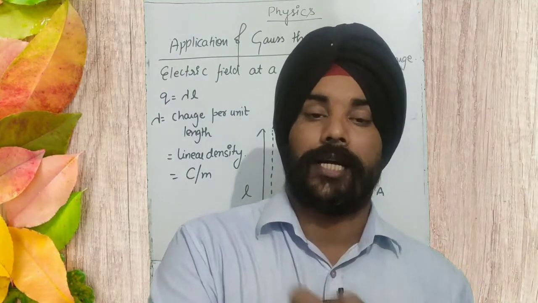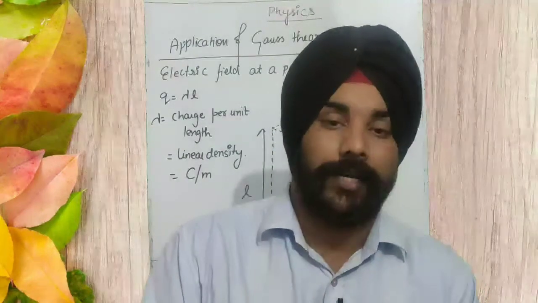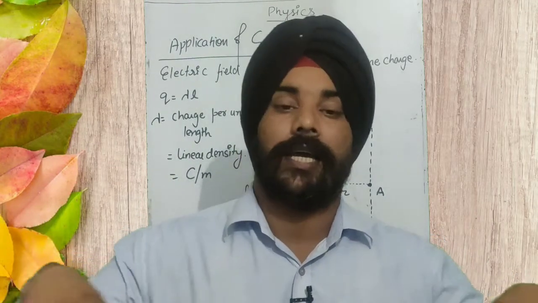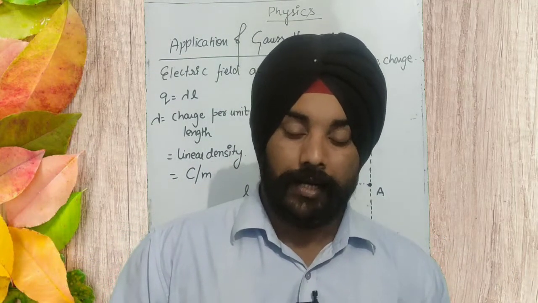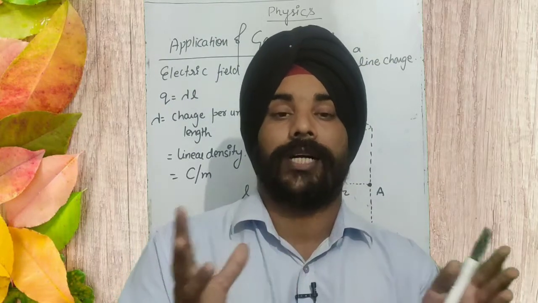It is the charge per unit area, and it is taken into account only when we are taking the charge distribution in the surface area of any body. Okay. One more, the charge distribution type, it is the volume charge density.